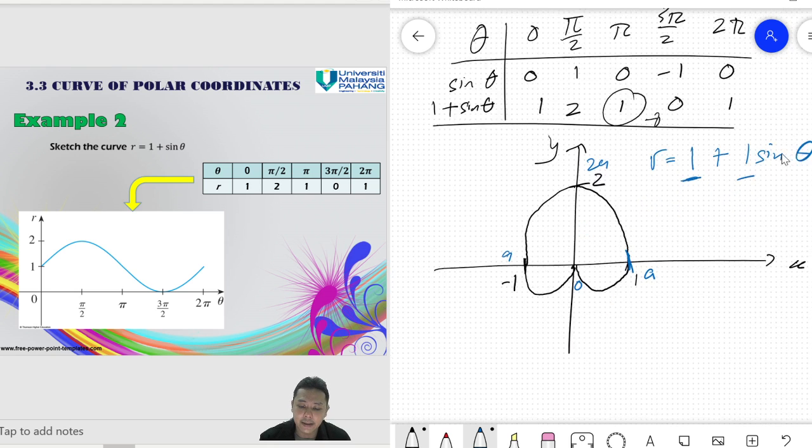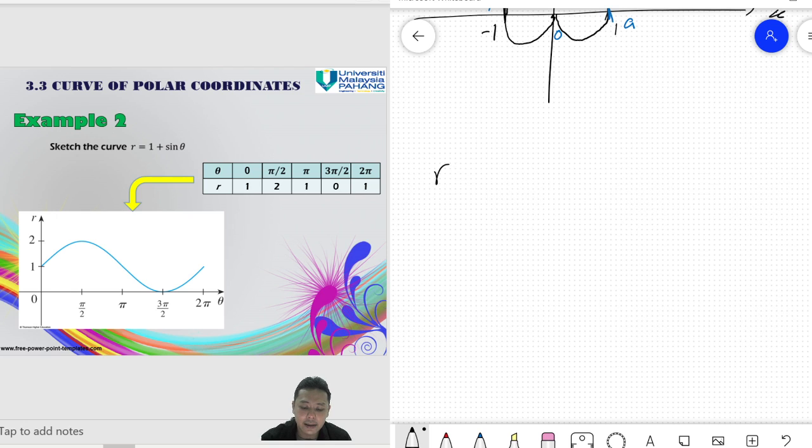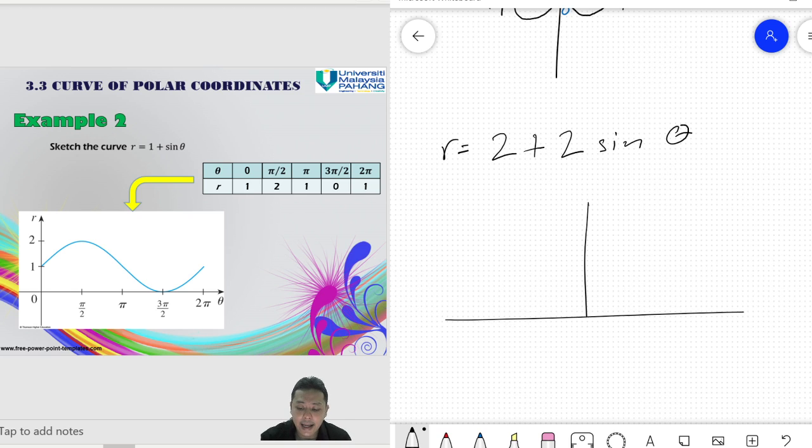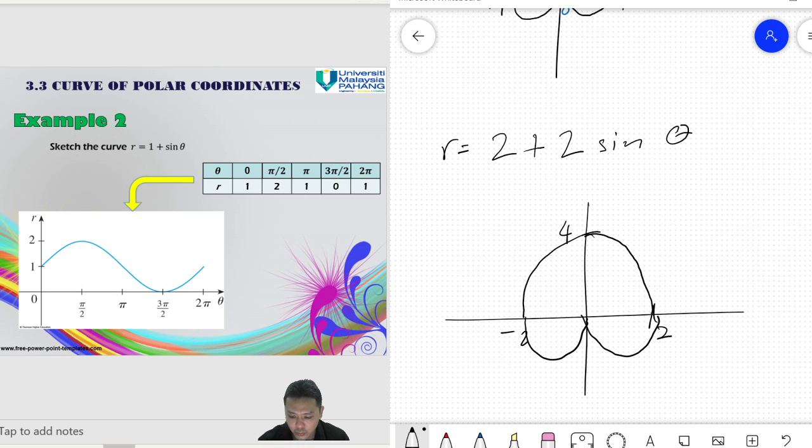So my point is, for example, if I put r equals 2 plus 2 sine theta, then I can have a rough idea that this will be 2. If we move forward to 4, it goes back to -2, to the origin and back to 2. So this will be a rough sketch of 2 plus 2 sine theta. Again, if you involve sine, then it will be along the y-axis.